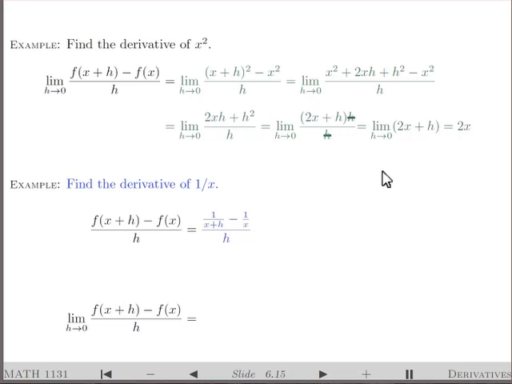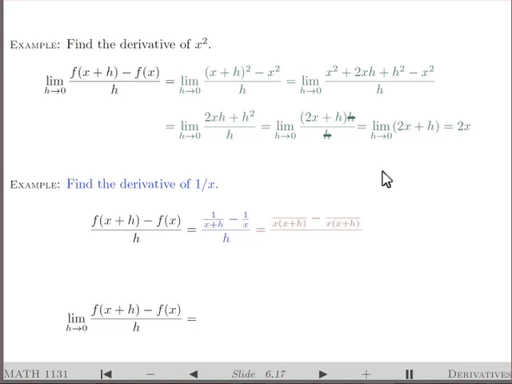I have a complex fraction. Just for variety, I'm going to simplify this the less usual way. We will simplify the numerator, write it as a single fraction, then divide by the denominator. The common denominator for 1 over x plus h and 1 over x is x times (x + h).